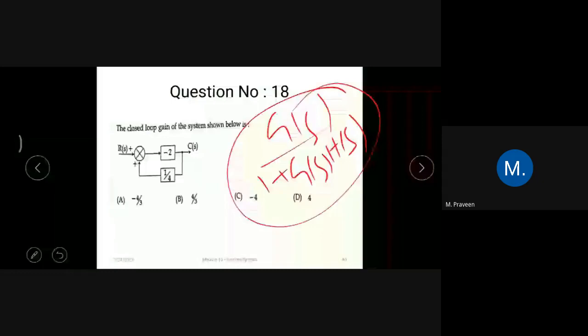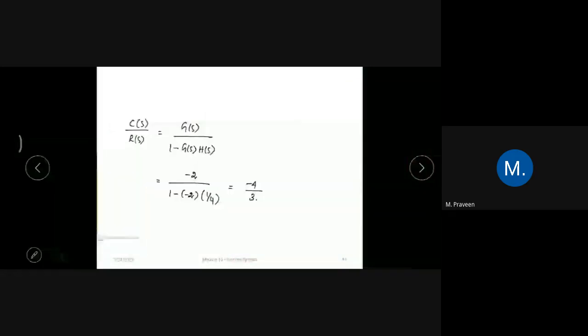This is for a closed loop transfer function with negative feedback. But here I see it is a positive feedback. Since it is positive feedback, instead of plus I'll get minus. So once again, G(s) is equal to minus 2, H(s) is equal to 1 by 4. Substituting this, I'm getting minus 4 by 3 as the closed loop system.